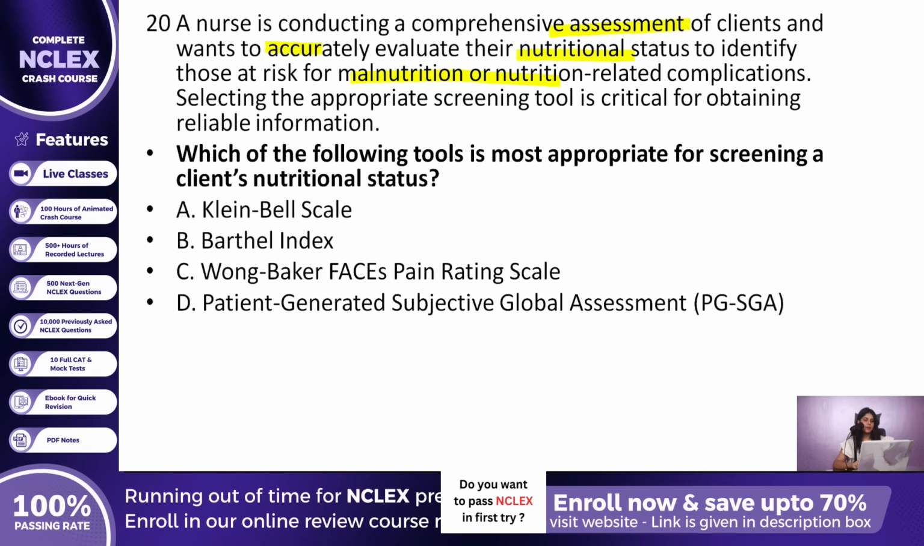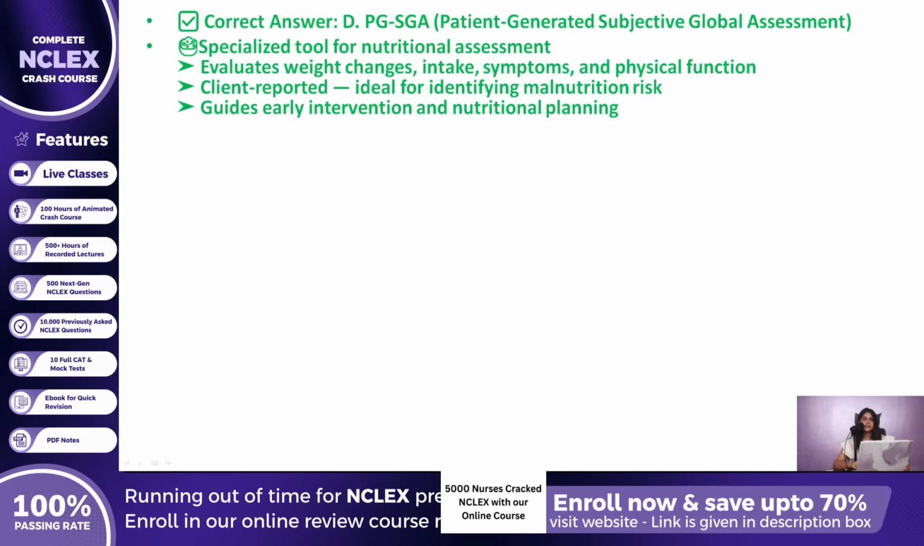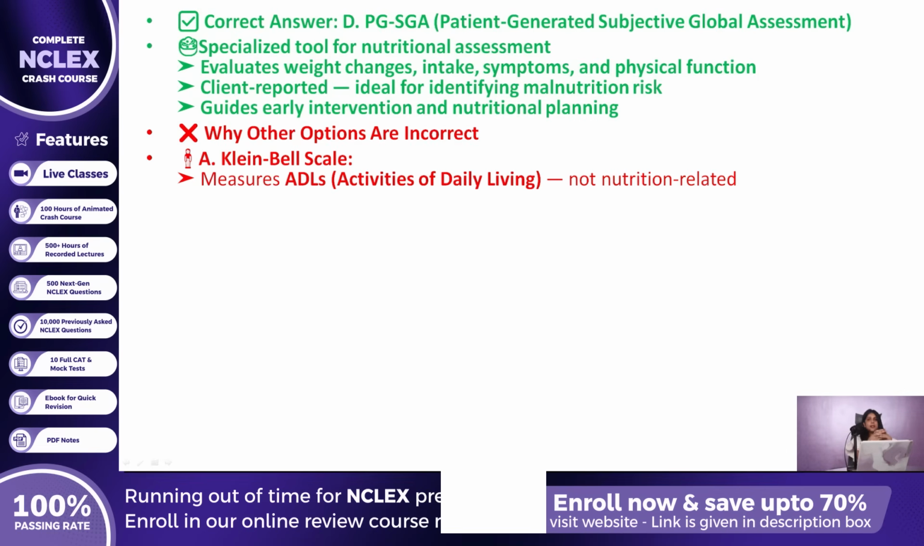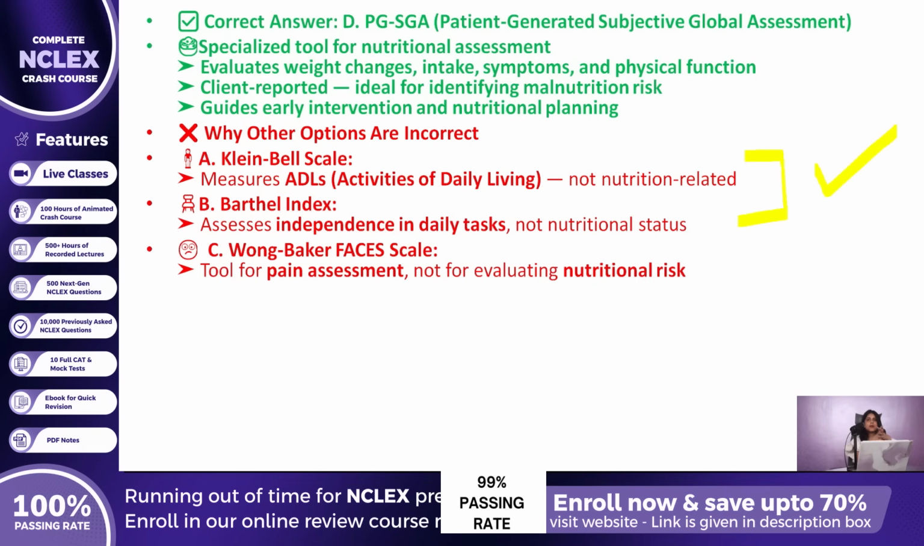The correct answer is option D, the PG-SGA, as it is a validated, client-reported tool specifically designed to assess nutritional status through questions on weight, intake, symptoms, and function. In contrast, option A, the Klein-Bell scale, and option B, the Barthel index, focus on daily living and independence, not nutrition. Option C, the Wong-Baker Faces scale, measures pain, not nutritional risk. The PG-SGA helps detect malnutrition early and guide appropriate interventions.